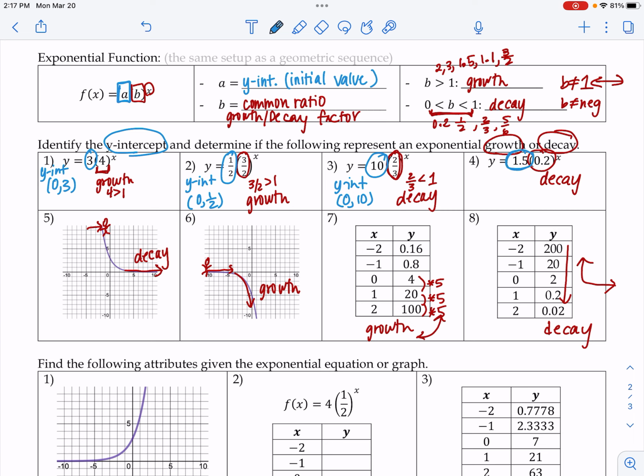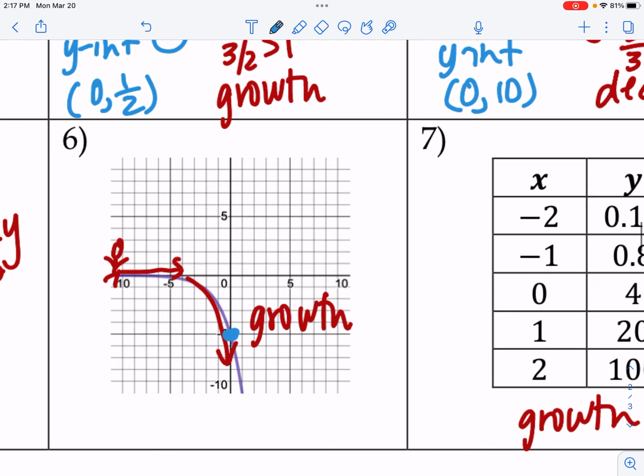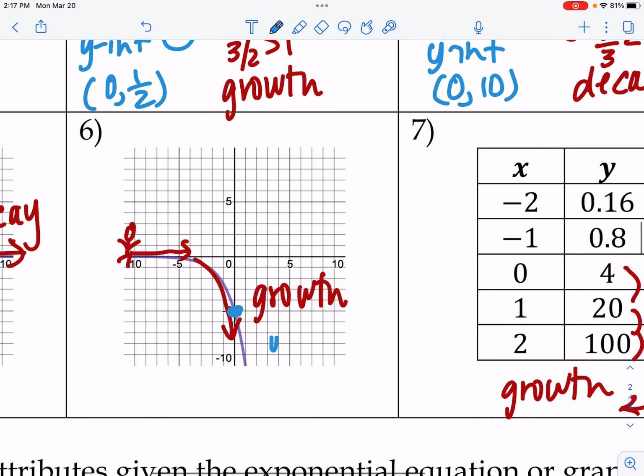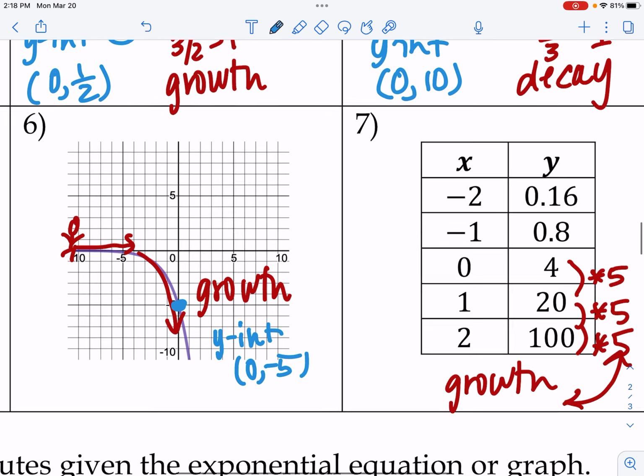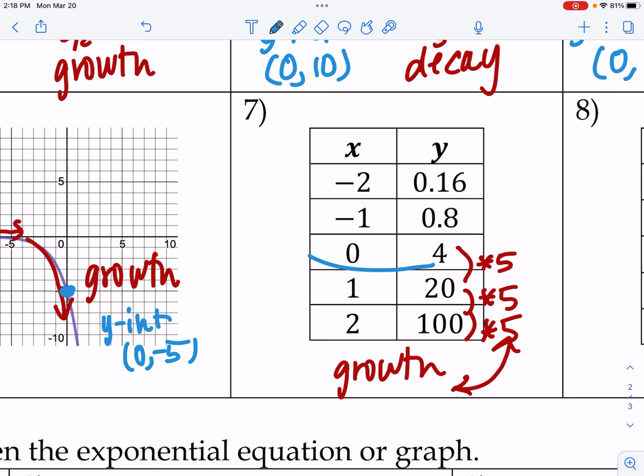I'm going to write it as an ordered pair. I think that's a good habit. 0, 1.5. In this case, we have a graph. We see it's 0, 3. Here, I believe that is -5. And then here in our table, looking for where x is 0.